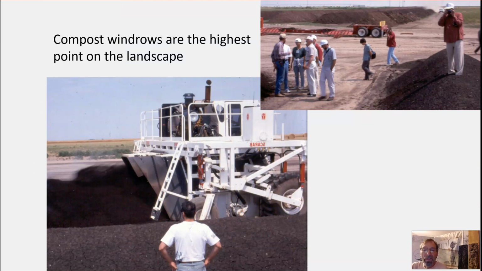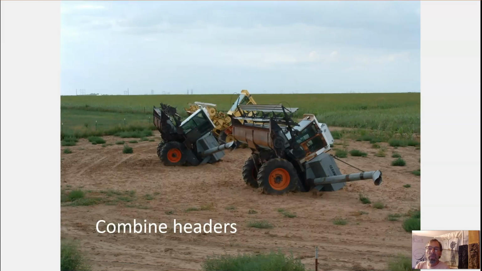Now, just for fun, in this Texas High Plains region, these compost windrows that are about 8 to 10 feet tall are the highest point on the landscape. You can see flat and nothing behind it, essentially. And this large device you see here, this scarab, is the piece of equipment that's used to turn these compost rows. This compost is made with cotton gin trash and beef cattle manure.